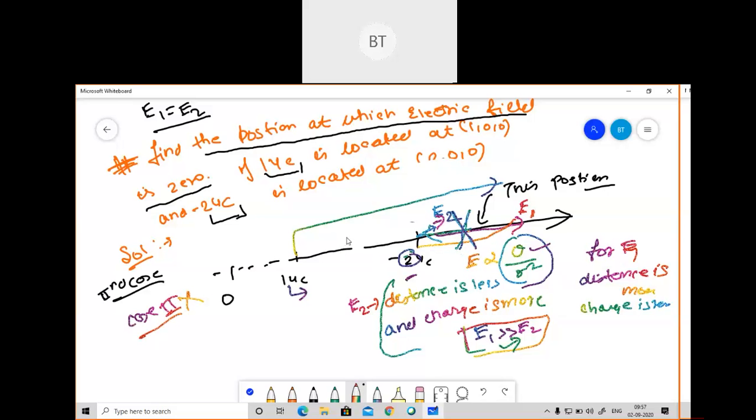So we cannot put in between. We cannot put after -2 microcoulomb. So one more option is left with us, and that is beyond 1 microcoulomb. So we will see how. So now the third case which we are making, that here we needed to put it here. So see what will happen here.